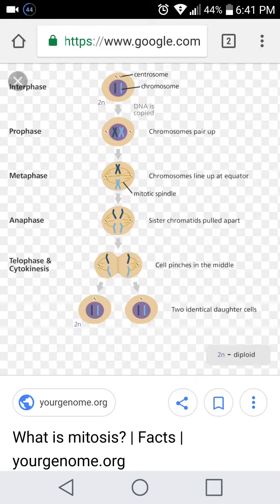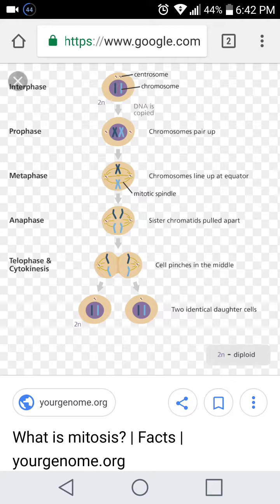To start mitosis, you want to first do interphase. Interphase is where 90% of mitosis happens. It's the phase of the cell cycle in which a typical cell spends most of its life. During this phase, the cell copies its DNA in preparation for mitosis. And so that's up top.